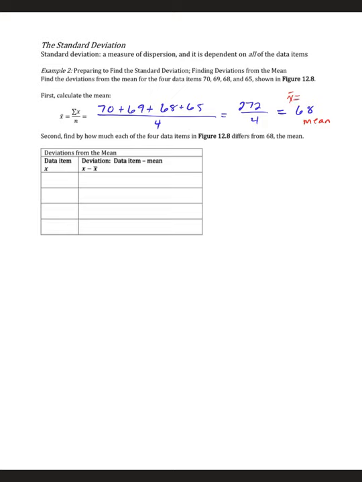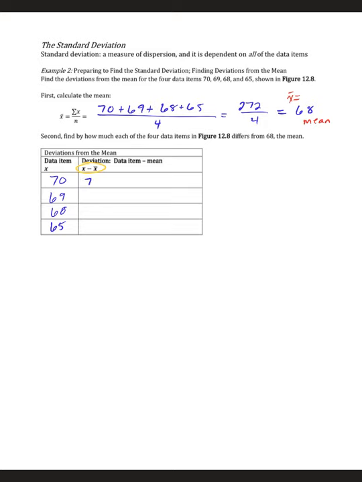So now, the second step of finding the standard deviation is to find out how much each of the data items differ from the mean. So we want to find how far apart each of these items is from the mean. So for data items, we're just going to list those 4 data items in this first column here: 70, 69, 68, and then 65. And again, we want to find out how far away they are from the mean. So you can see the little formula here, if you will, where we take the data item, which is represented by x, and we subtract the mean.